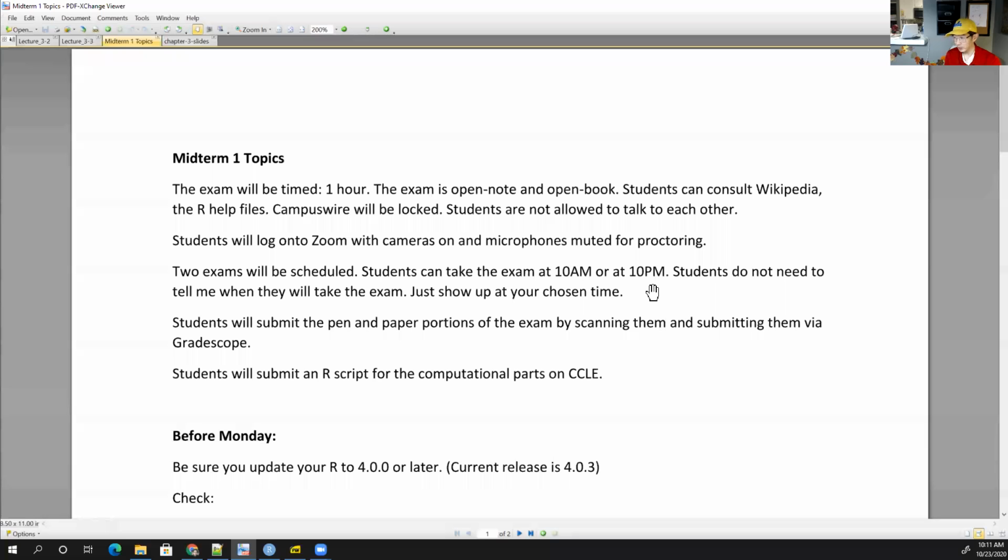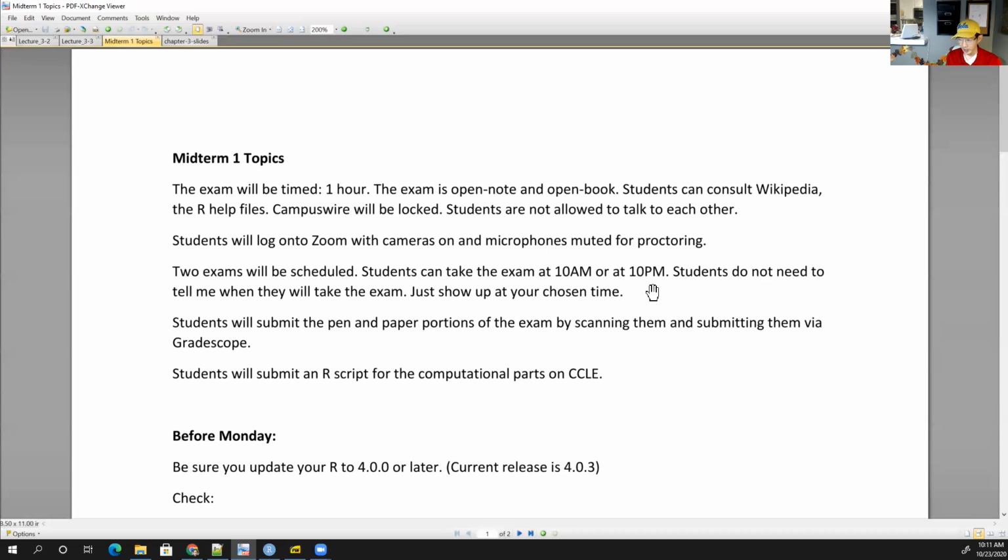The exam will be a mix of pen and paper and a little bit of R scripting. I think what I've written will fit within an hour. I'm not asking you to do anything crazy. You will scan the pen and paper portions using your phone, or a scanner if you have one, and upload them to Gradescope. Or if you have a tablet, you can write directly on the PDF and then submit the PDF to Gradescope.